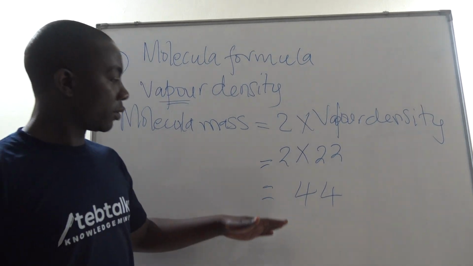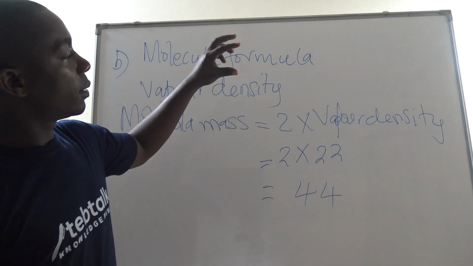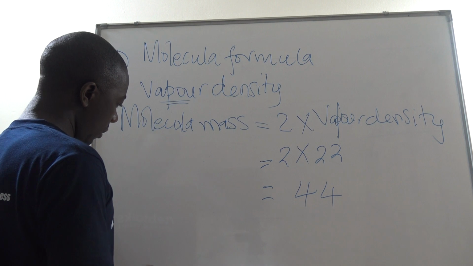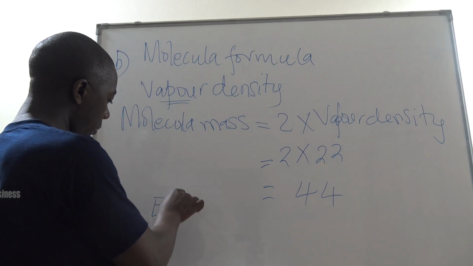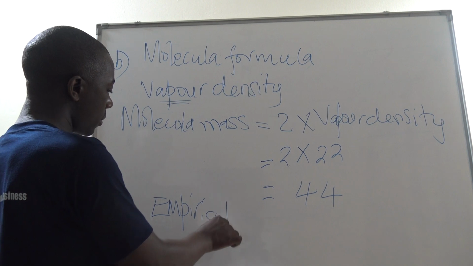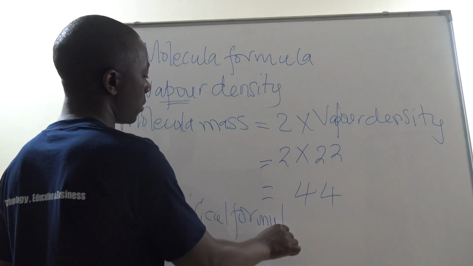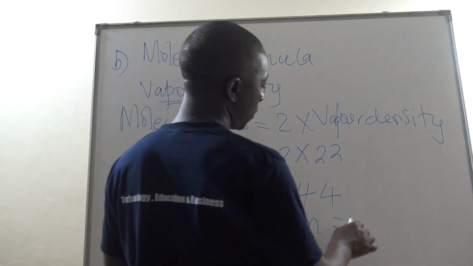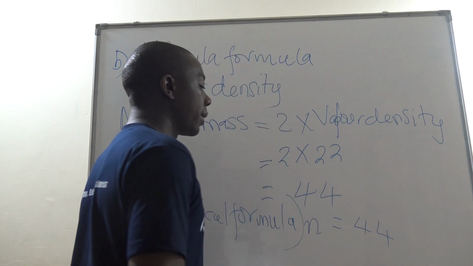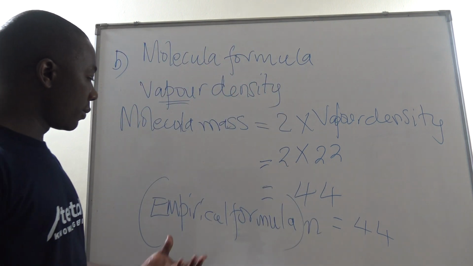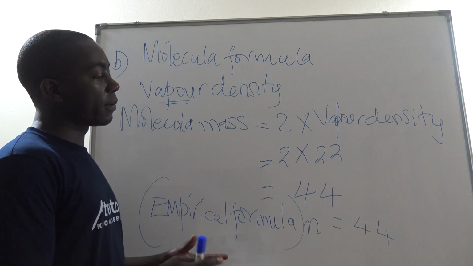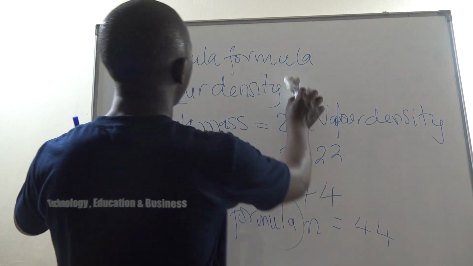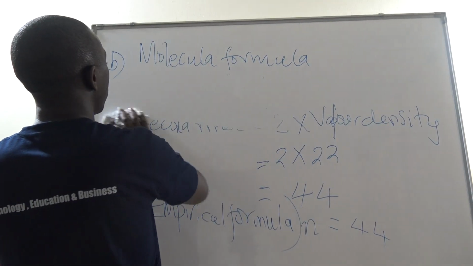Then we write a relationship between the empirical formula and the molecular mass. The empirical formula multiplied by a factor n, which we don't know, should equal the molecular mass, which is 44. So we work out the empirical formula mass, find the value of n, and multiply n by the empirical formula so that we shall obtain the molecular formula.